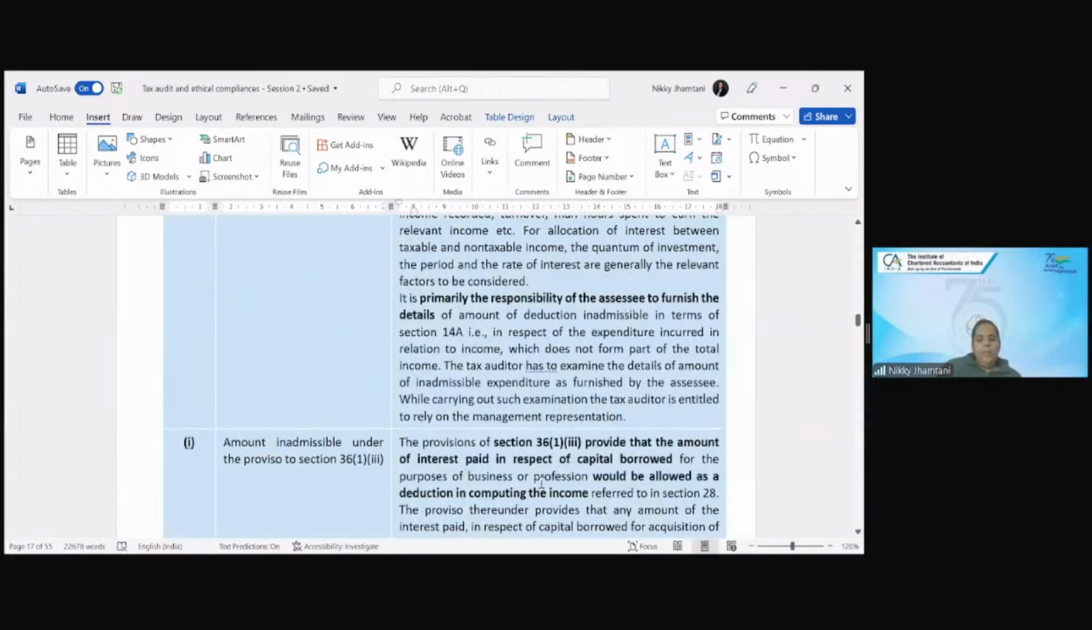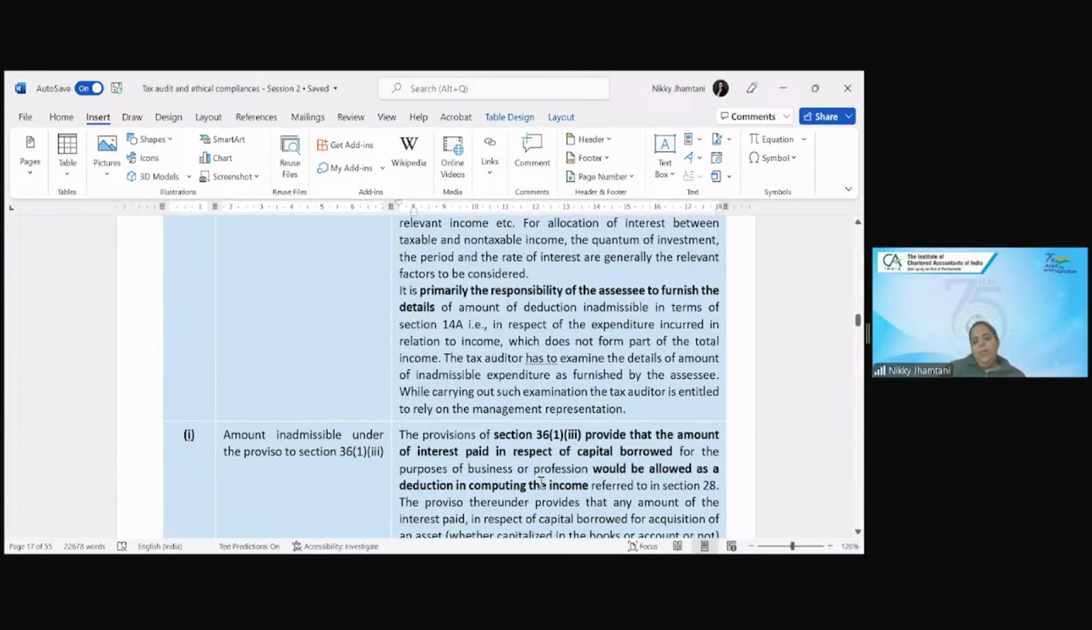It is primarily the responsibility of the assessee to furnish the details of amounts of deduction inadmissible in terms of section 14A. The tax auditor has to examine the details of amount of inadmissible expenditure as furnished by the assessee. While carrying out such examination, the tax auditor is entitled to rely on the management representation.